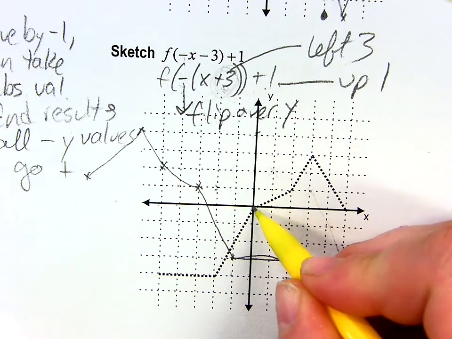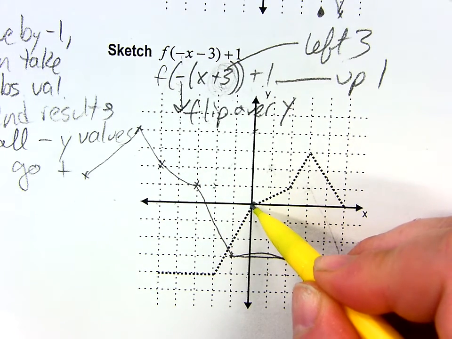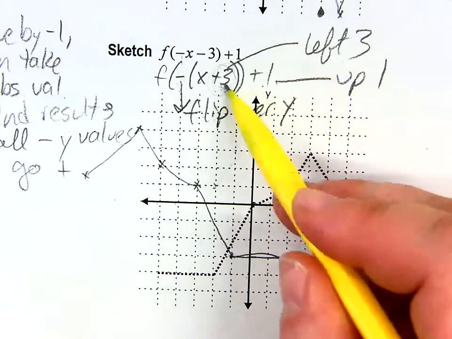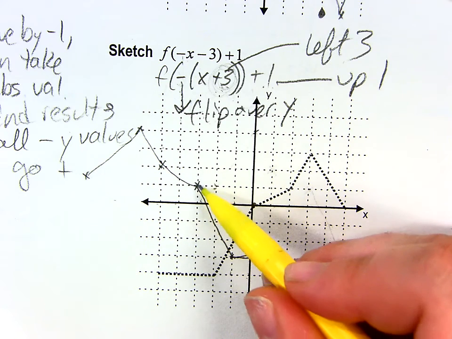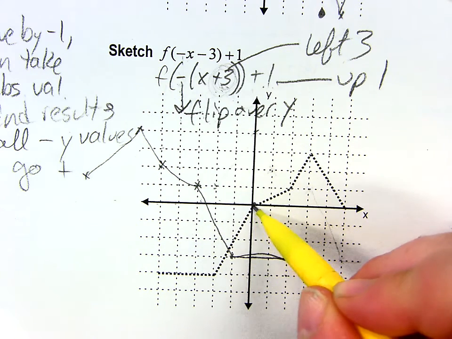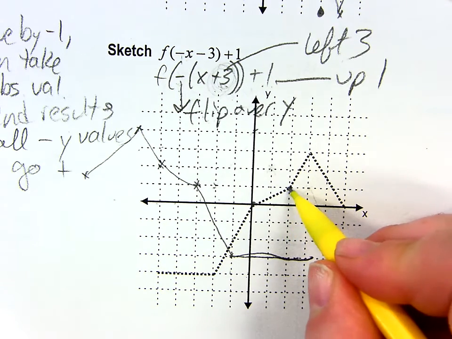So let's just try it with the origin point, okay? First I want to flip it over the y-axis. Well, lucky for me, there it is. It doesn't move. And then I need to go left 3, up 1. Left 3, up 1. So that new origin point has moved to here.